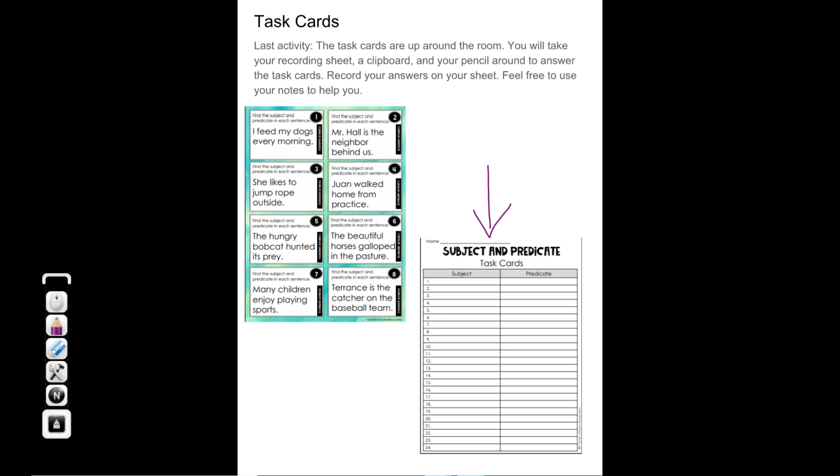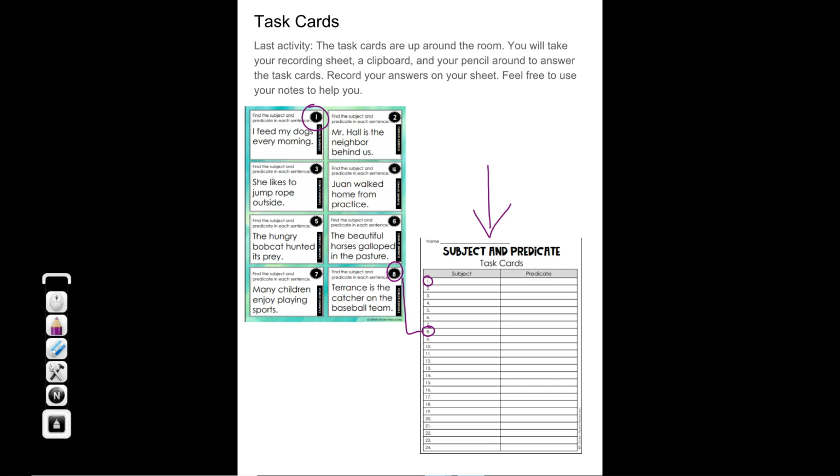What's important to remember is each task card has a number and your sheet has a number. You need to make sure that the number task card you're working on, you're recording the answer next to that number on your sheet. So you don't have to go in order. If I want to start with number 8, I'm just going to make sure that my answer for task card number 8 is going to go next to number 8.